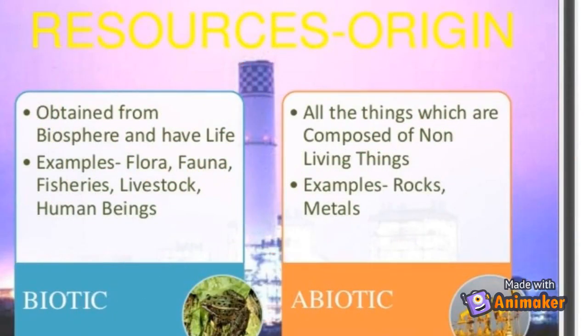The first categorization of resources is on the basis of origin. On the basis of origin we can classify resources into two: biotic resources and abiotic resources. Biotic resources are obtained from the biosphere and have life. For example, flora, fauna, fishery, livestock, human beings, etc. And abiotic resources are the things which are composed of non-living things. Examples: rock, metals, table, chair, electrical equipment, etc.